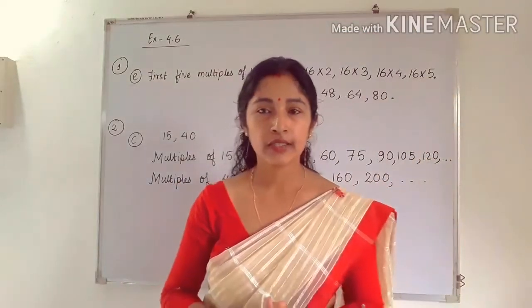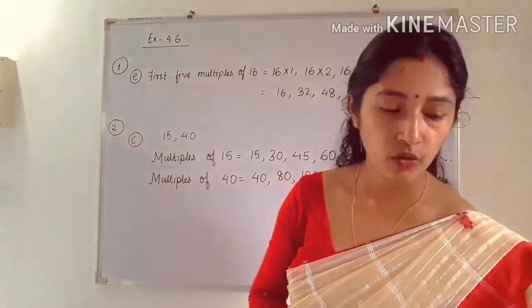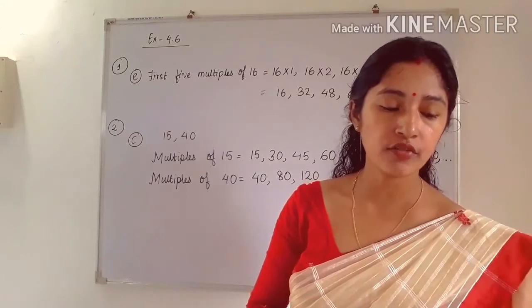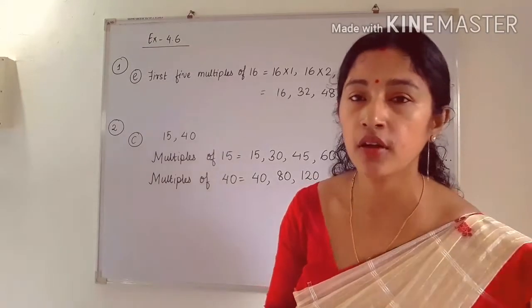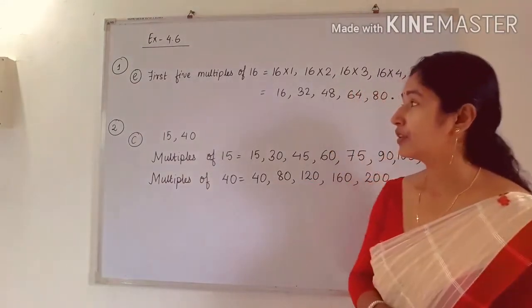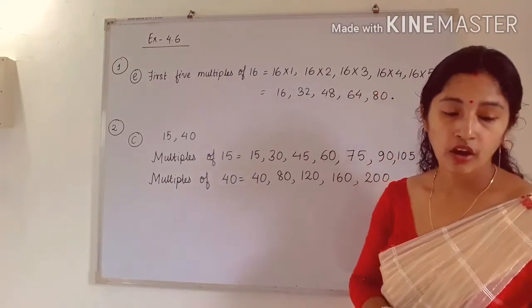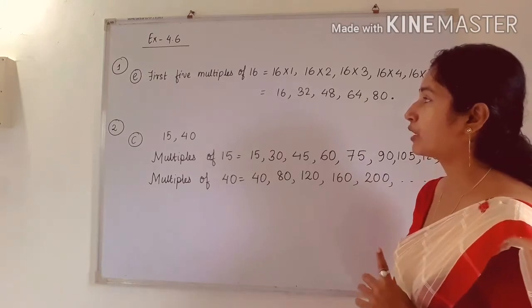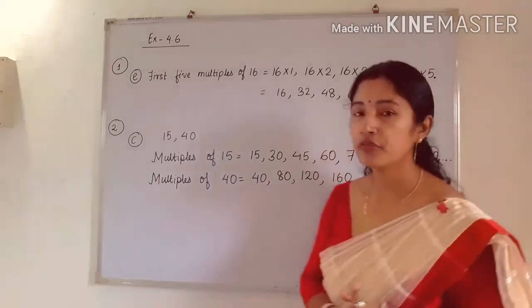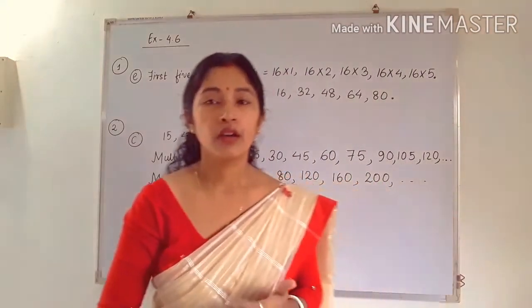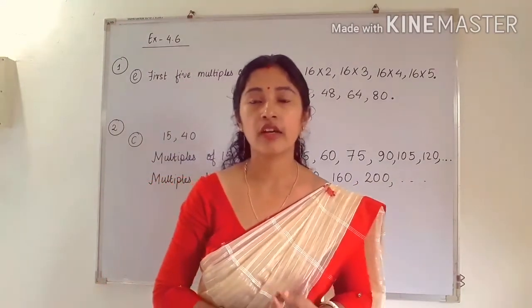Exercise 4.6, question number 1. Here you have to list the first 5 multiples of the following numbers. See, number E. You have to find the first 5 multiples of 16. Many of you know the table of 16, so you can write directly.